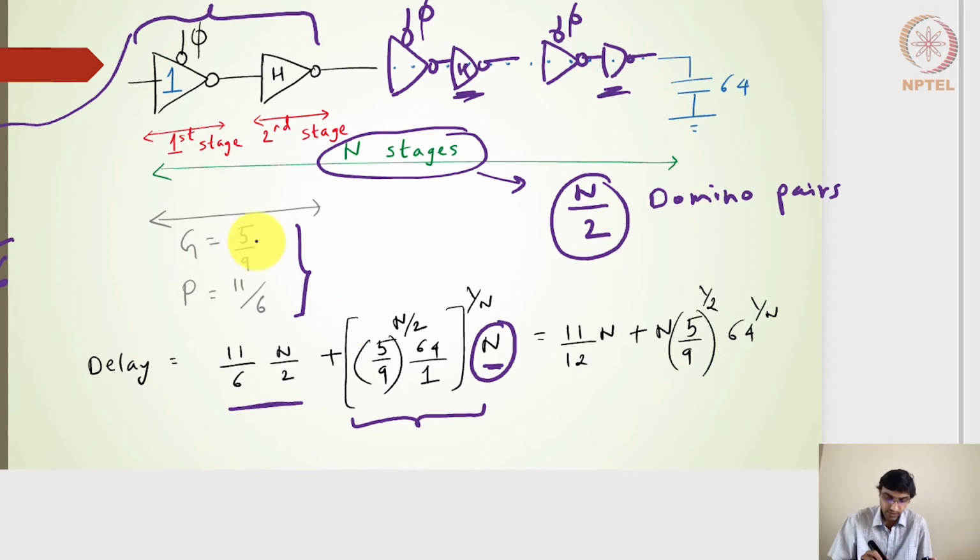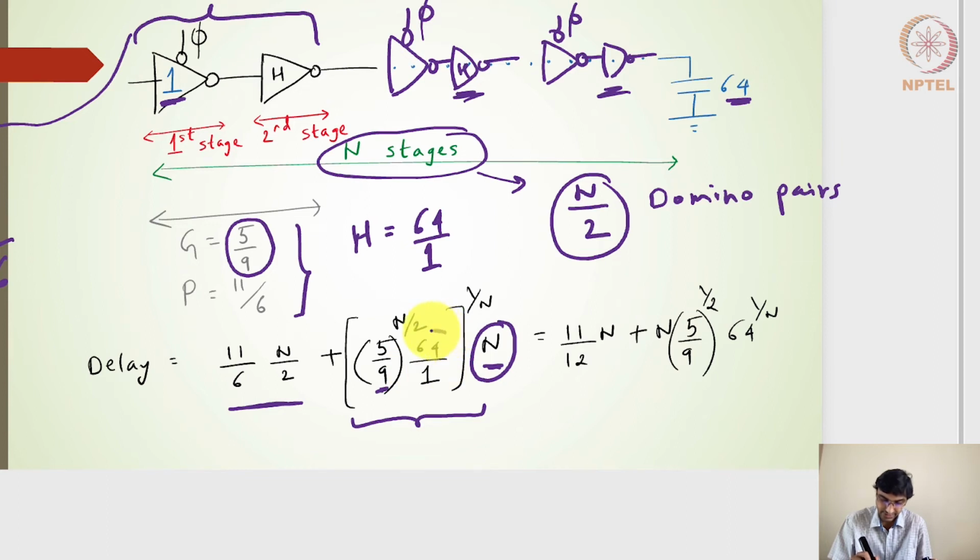If I closely look into this, the G value is 5 by 9. Okay, we'll come to that later. 64 by 1 will be our capital H, which is nothing but the product of all the electrical efforts or the fan outs, starting from the last stage to the first stage. So it will be nothing but 64 by 1.